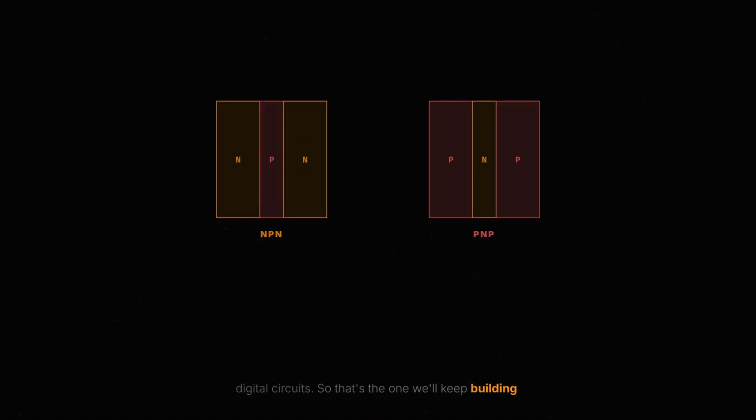One more thing worth knowing, everything we just described used N-type emitter and collector, with a P-type base in between. That's called an NPN transistor, and it's the most common kind. Flip every layer's doping, and you get the mirror image, a PNP transistor, P-type on the outside, N-type base in the middle, working the same way but with the current direction and bias reversed. NPN is what you'll see most in most digital circuits, so that's the one we'll keep building on.